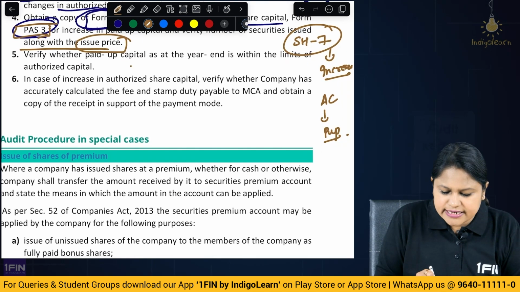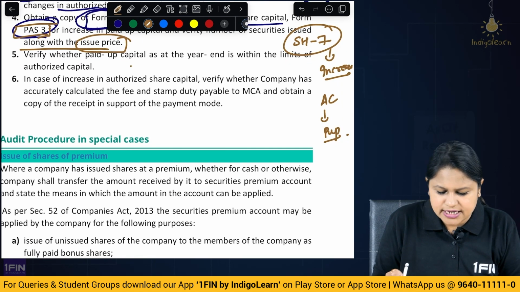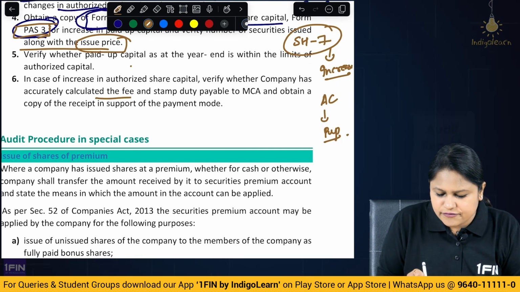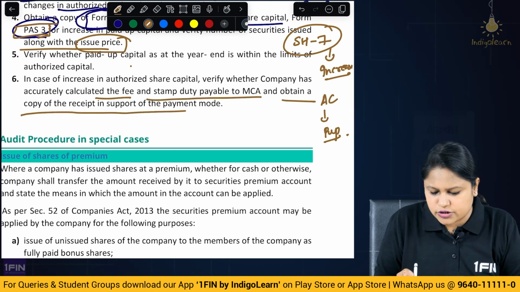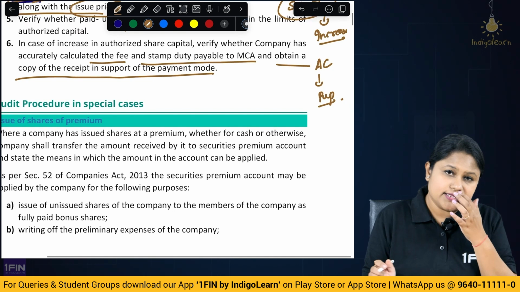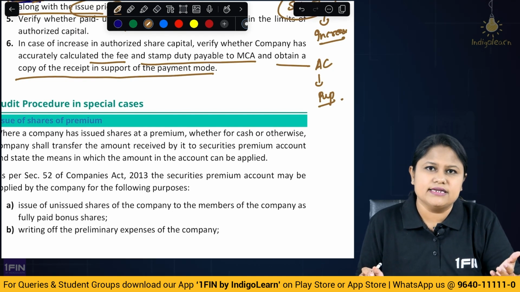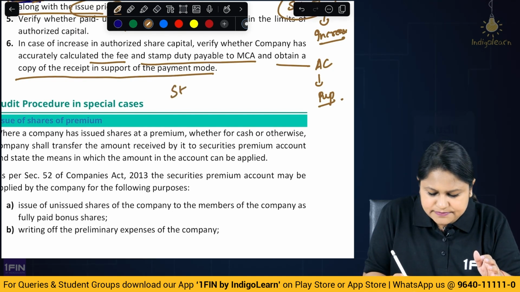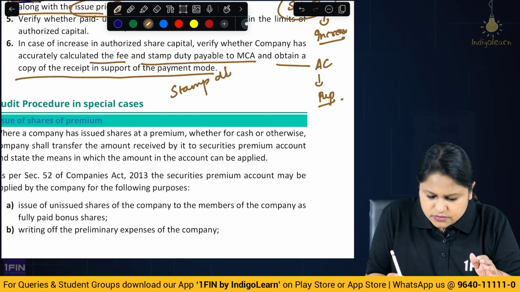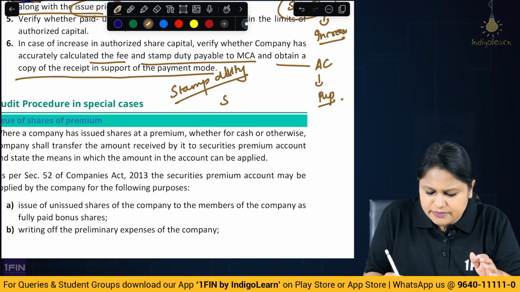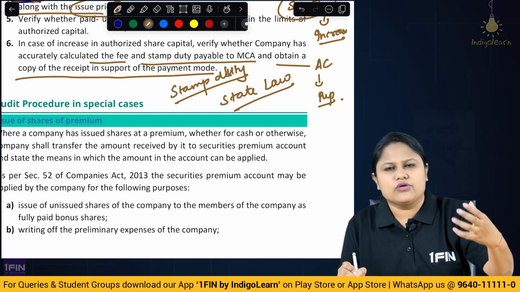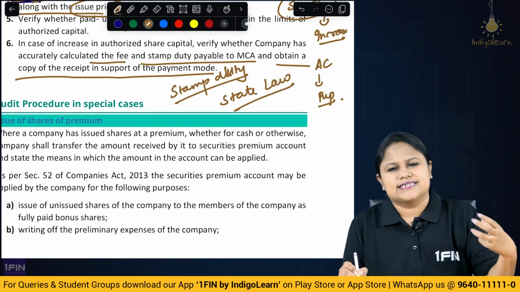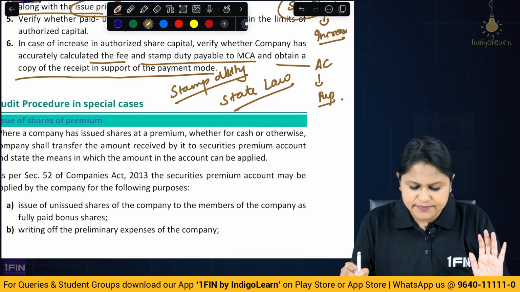Then in case of increase in the authorized share capital, verify whether the company has accurately calculated the fee and the stamp duty payable to MCA, and obtain a copy of the receipt in support of the payment mode. Meaning, whenever the company issues capital or alters the capital, then they have to pay stamp duty. Stamp duty depends upon the state law. So in the state where the registered office of the company is situated, based on that state law, you have to calculate the stamp duty valuation and fee and pay it to the government. That is what is required.